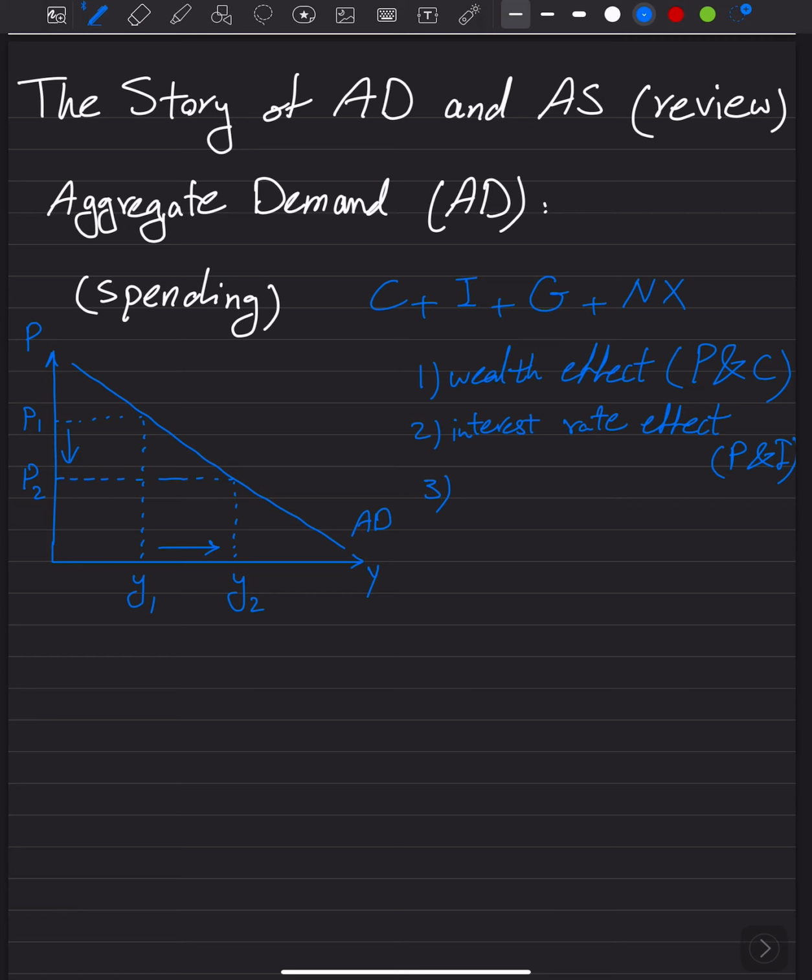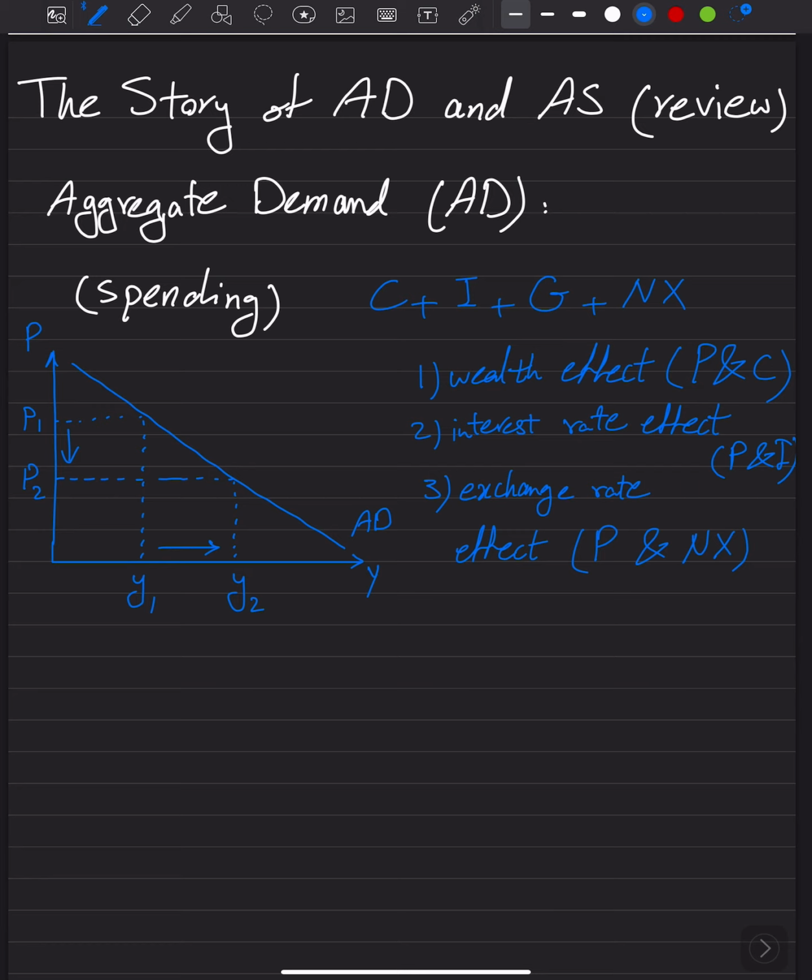The third reason that the price and the demand have a negative relationship goes back to the exchange rate effect, which is determined by the relationship between the prices and net exports. Exports become cheaper when the prices go down, so other countries buy more goods from our country.